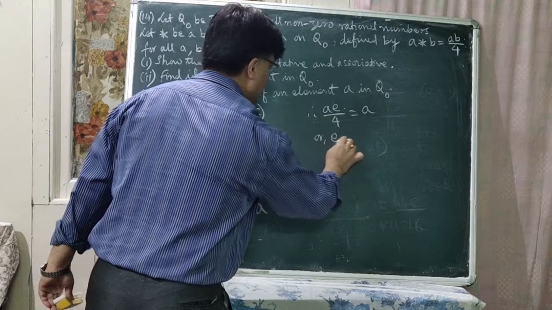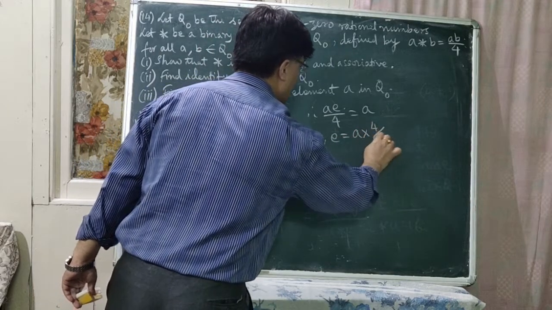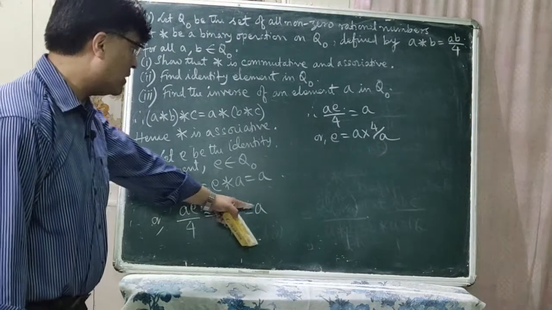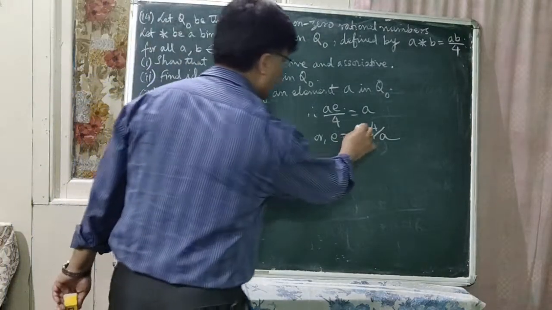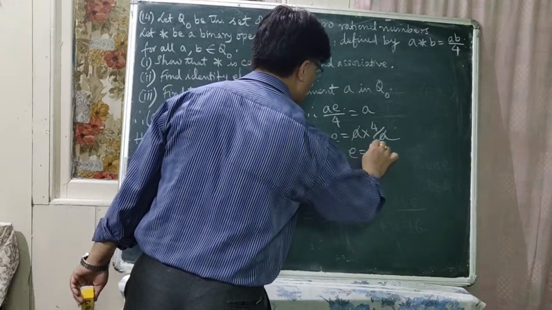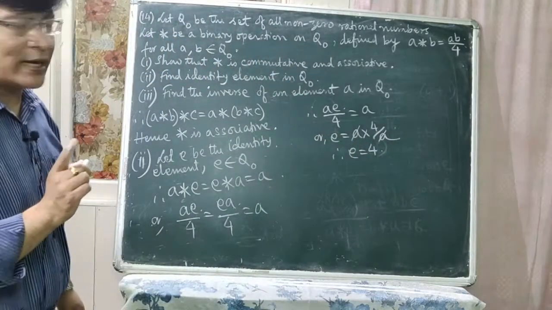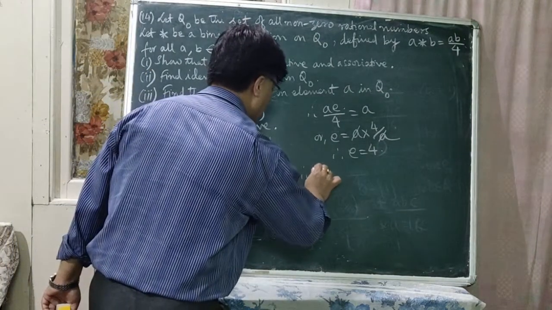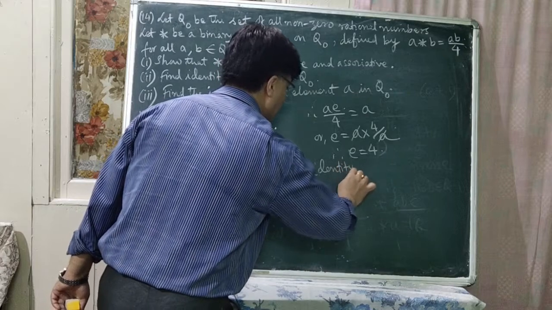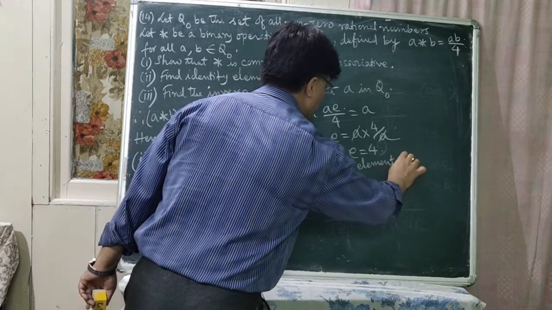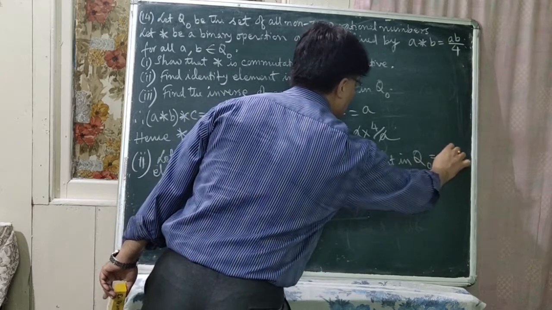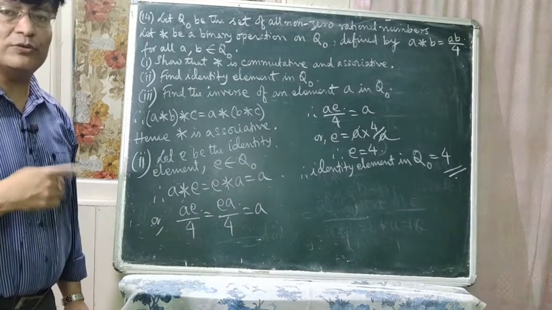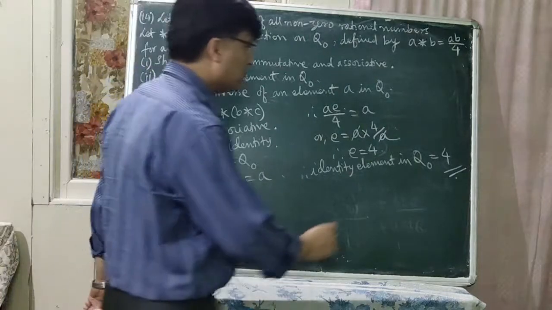So what is the value for E now? E is equal to A into 4 upon A. So I think you have understood it. AE divided by 4 is equal to A. So here A gets cancelled. So E is equal to 4. So what is the identity element in Q0? That is your 4. Therefore identity element in Q0 is equal to 4. This is the answer. So I think you have understood it.